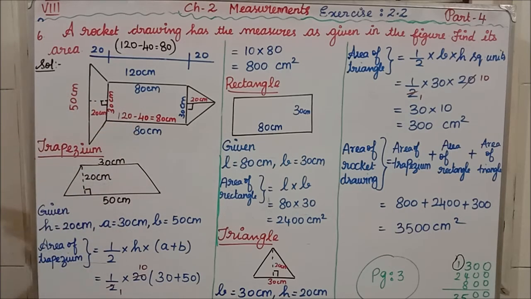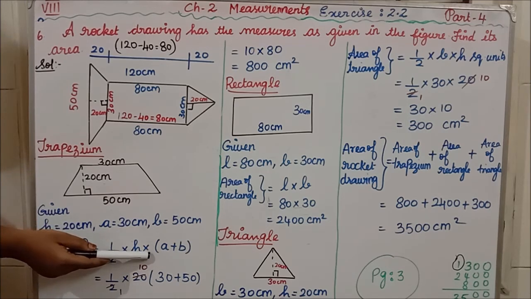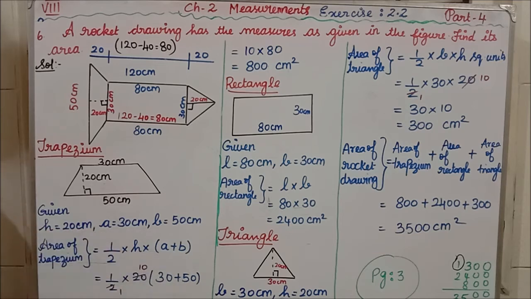See students, in your book directly they have given what is A, what is B and what is height. You all know the area of trapezium formula: 1/2 into height into (A plus B). For A we have 30 centimeter, for B we have 50 centimeter, and for height we have 20 centimeter. Now area of trapezium is equal to 1 by 2 into h into (A plus B).